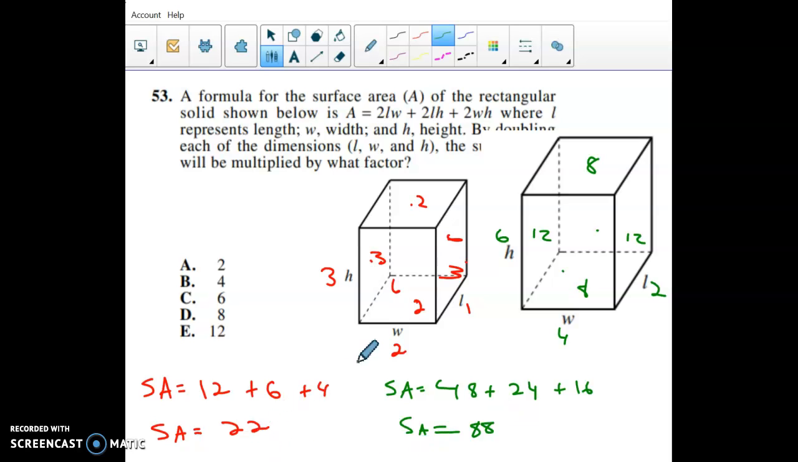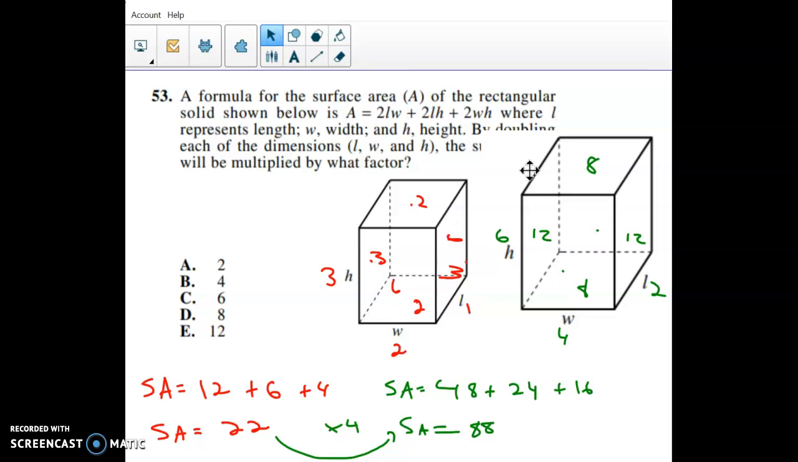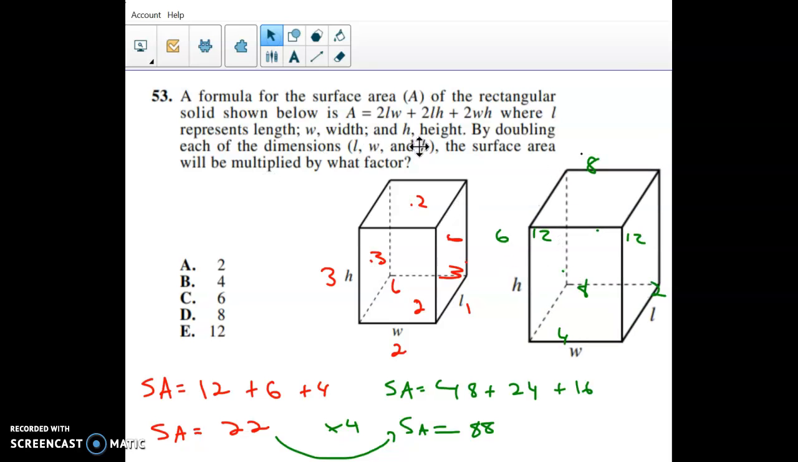So we can see that when we doubled the dimensions, the surface area got 4 times as much. I think that answers the question because it says we're going to double them, and what would happen to the surface area? I just want to read that and make sure I got it right. Yeah, what would the surface area be multiplied by? And the answer to that is 4. It'd be 4 times as big, the surface area.